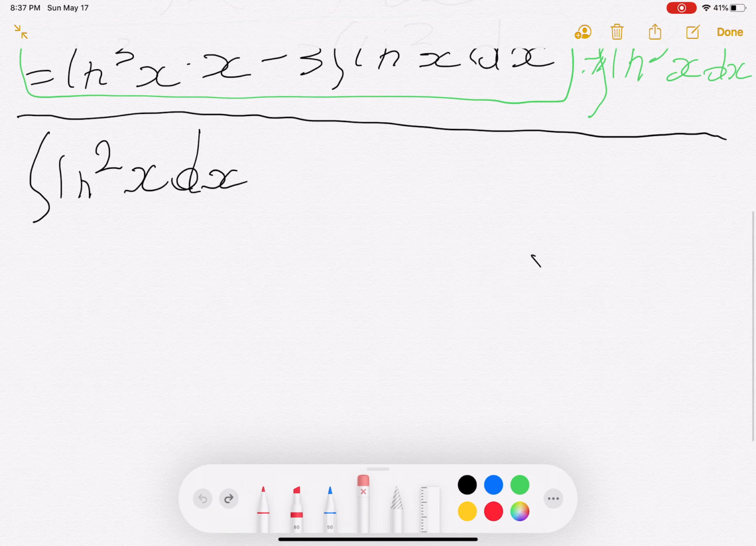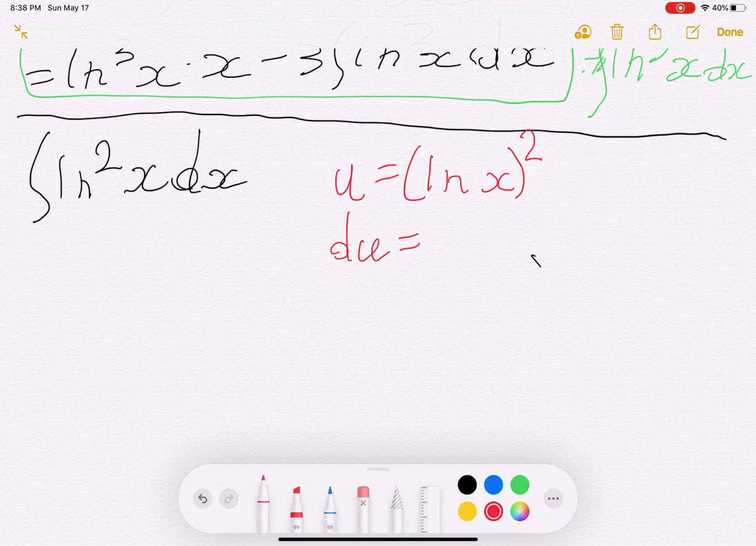So we're going to set u equal to, and we're using chain rule again, ln of x squared, thus making du equal to 2 times ln of x times the derivative of ln of x, which is just 1 over x. You differentiate the outside and then the inside.